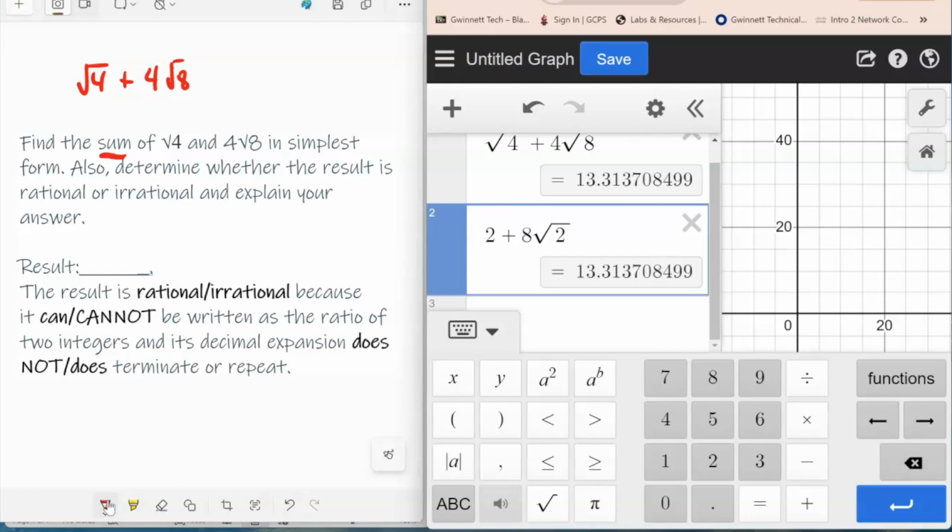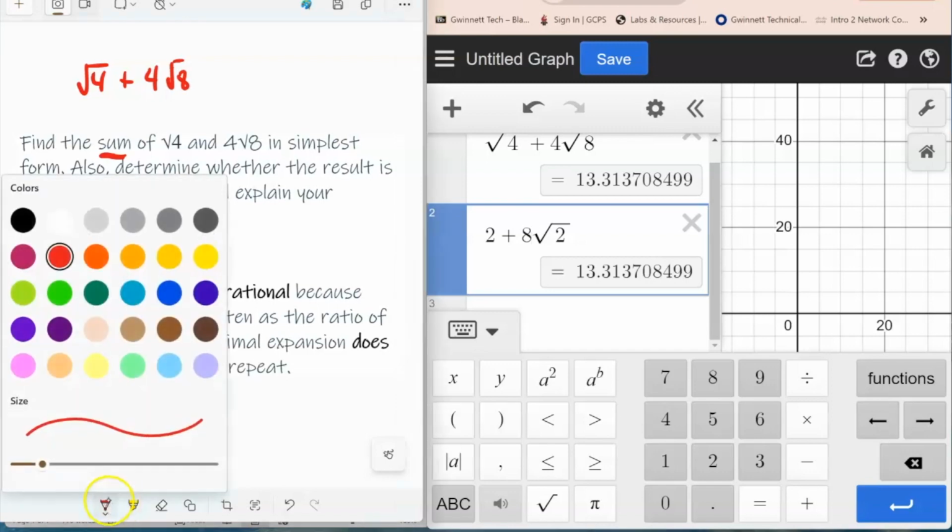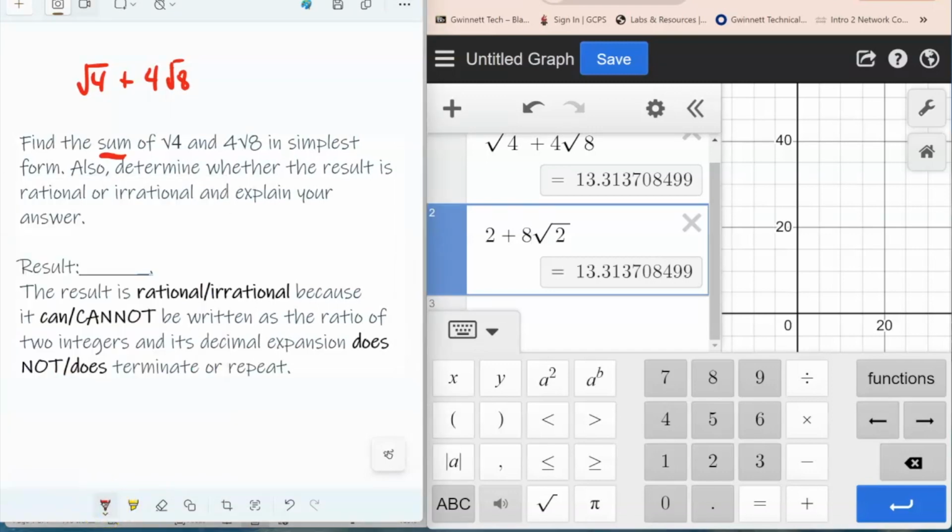All right, so now here's the problem. This one doesn't have a radical. This one does. So I cannot combine them because remember, I can only combine them if the radicand, which is the number inside the radical, is the same. So I cannot combine it. So this is actually how you write the answer, just like that. It's weird, but that's how it is. 2 plus 8 radical 2 is my result.